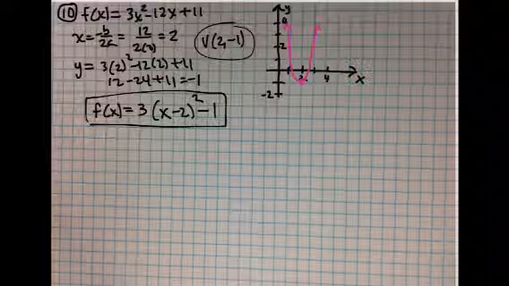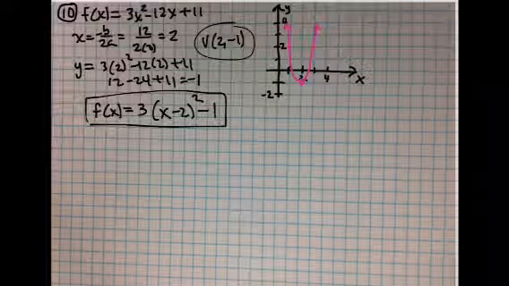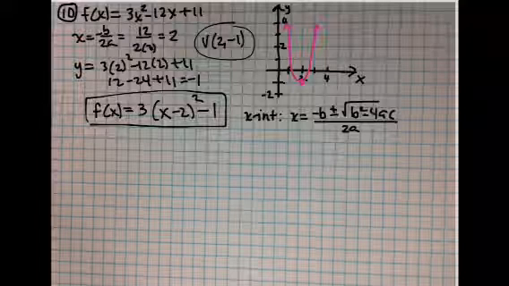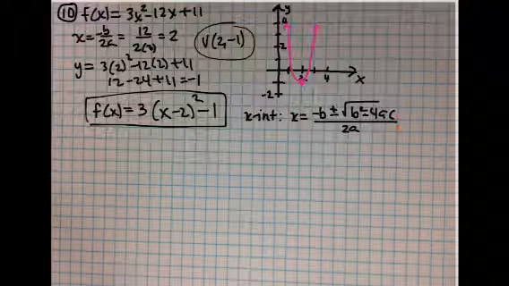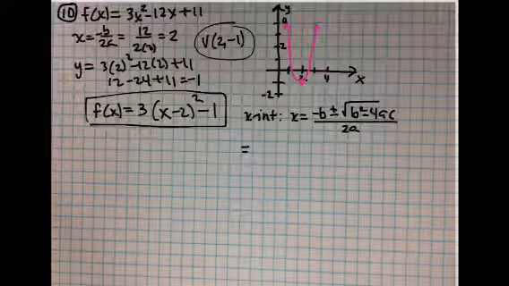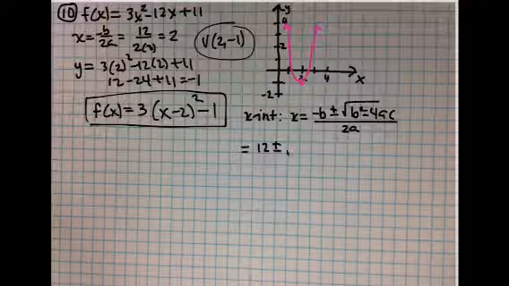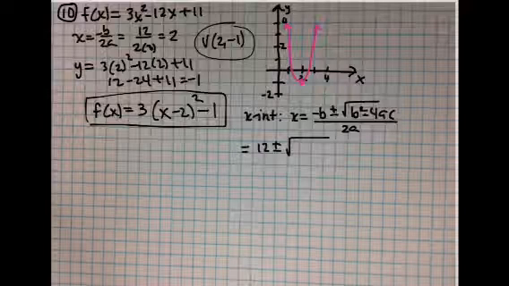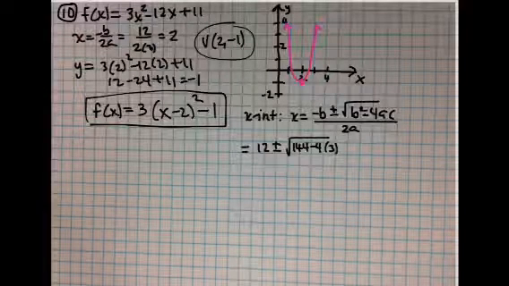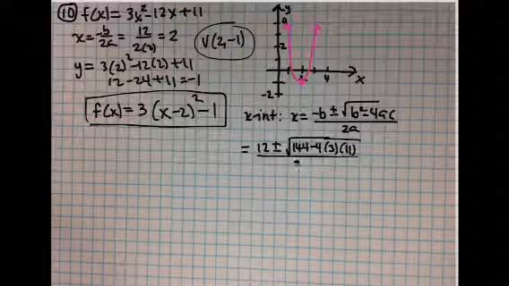Okay, so it's going to intersect the x-axis in 2 places, but not in integer values, so that means I'm going to have to use the quadratic formula. So here you see the quadratic formula. This is going to give me the x-intercepts. So again, replace your a, b, c. So the opposite of b is 12, plus or minus the square root of negative 12 squared, which is positive 144, minus 4 times 3 times 11, all over 2 times 3.